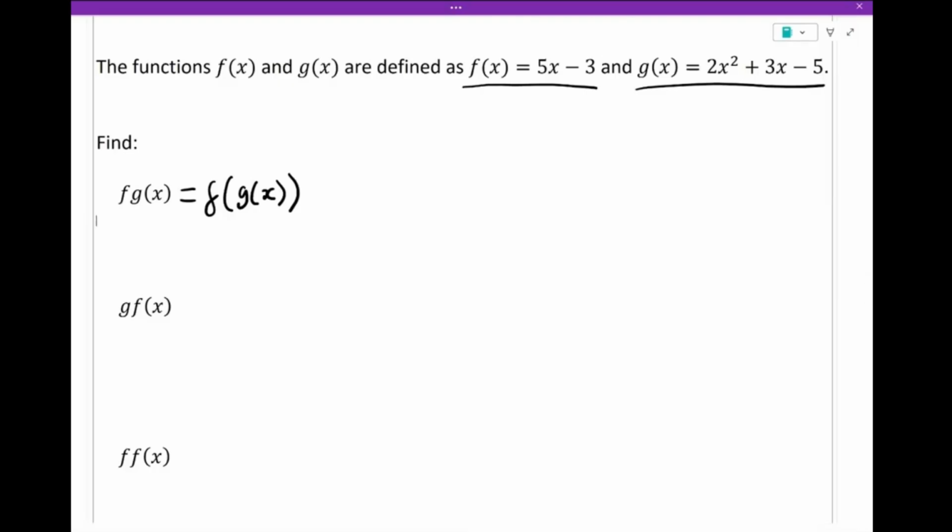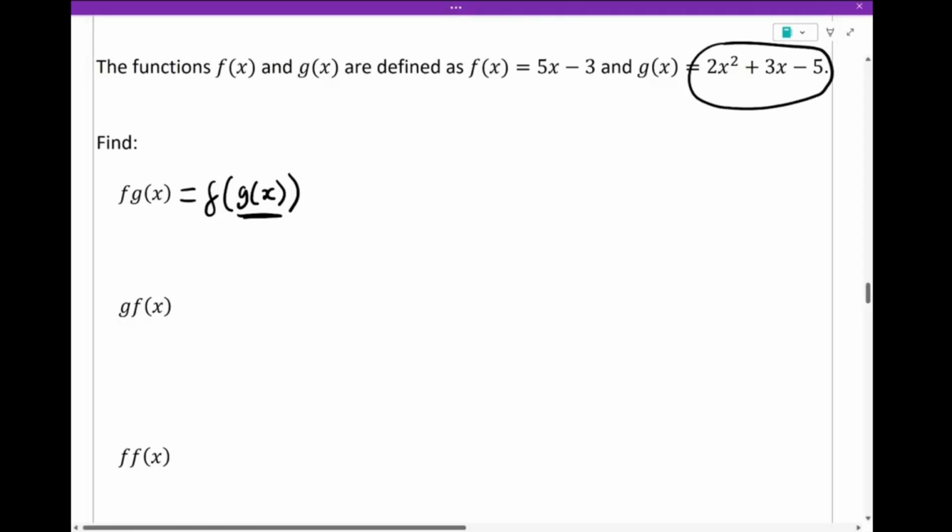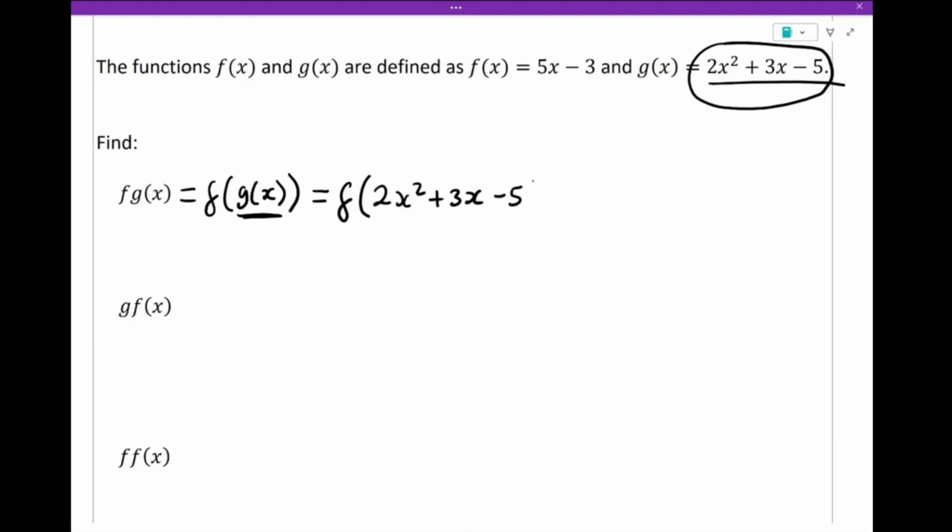So what I'm going to start by doing is, in place of the g of x here, I am going to write what g of x is equal to, which is 2x squared plus 3x take 5. So I'm going to write the f, then open brackets, then I'm going to write in my expression for g of x, which is 2x squared plus 3x subtract 5, and then I'm going to close my bracket like that. Because now it's very clear what I need to do. Wherever there's an x in the f of x, I need to replace it with 2x squared plus 3x take 5. So that's what I'm going to do.